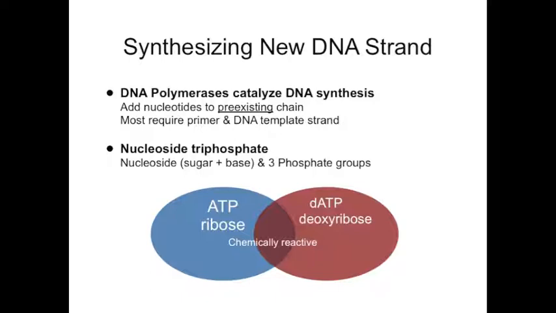dATP is chemically reactive because of the unstable group of negative charges. So as each nucleotide joins the growing strand, 2 phosphate groups are given off as pyrophosphate. This exergonic reaction is what helps drive the polymerization action.